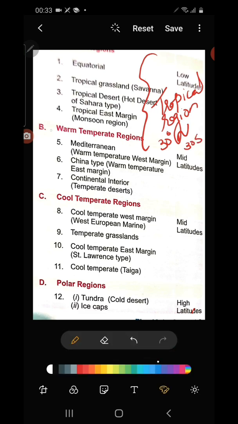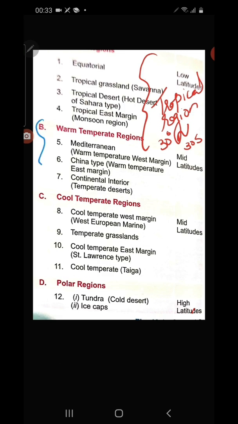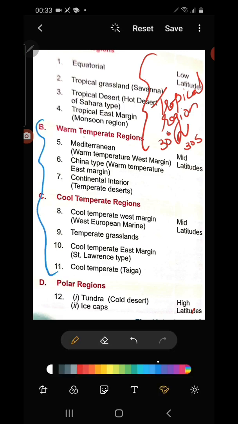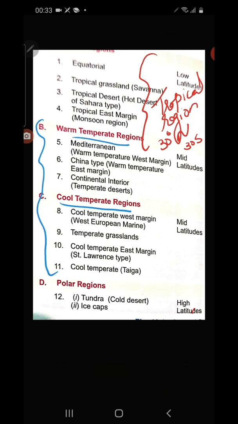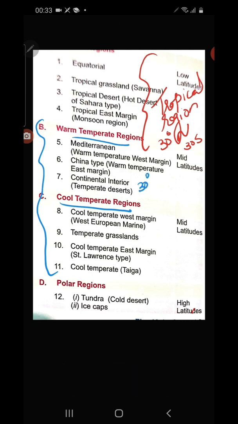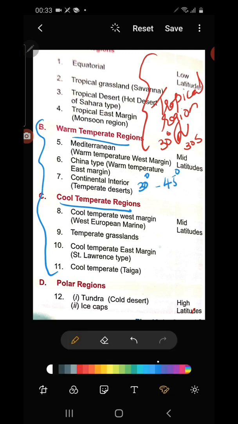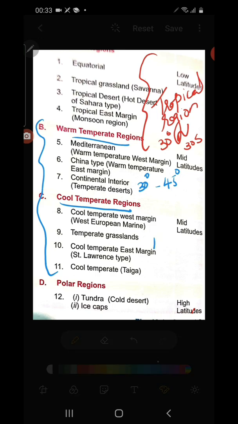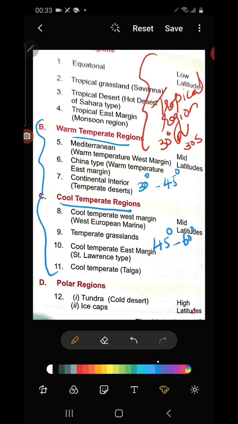Then comes the temperate region. The temperate region can be divided into two: warm temperate region and cool temperate region. The warm temperate region is from 30 degrees to 45 degrees in both south and north, and the cool temperate region is from 45 degrees to 60 degrees, also in both north and south.